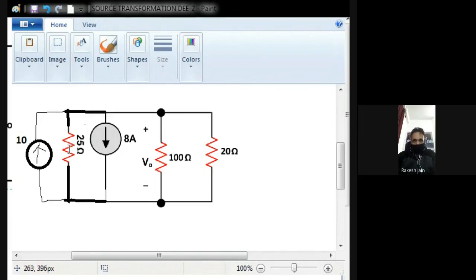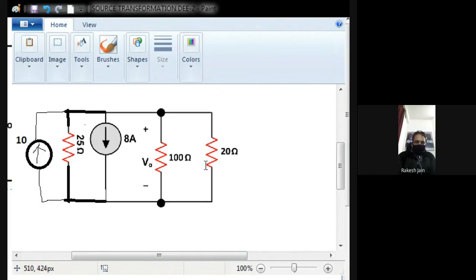10 ampere source, 25 ohm, 8 ampere source, 100 ohm and 20 ohm, all the 5 elements are in parallel with each other, because one terminal of each component is connected with each other, and the second terminal of each component will be connected with each other. So they are in parallel. It means 10 ampere and 8 ampere are in parallel, but the direction is opposite. The 10 ampere arrowhead is at upper side, and the 8 ampere current arrowhead is at lower side.